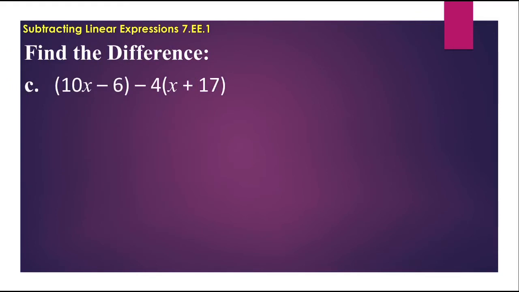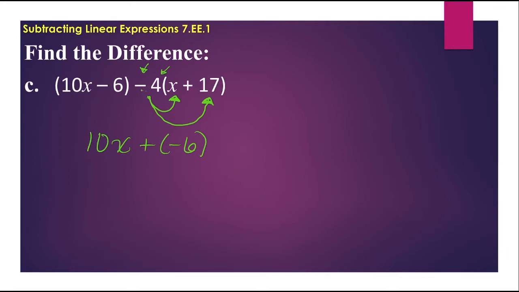Now this example C right here takes it just a little bit further. You'll notice here that we don't just have a negative in front of the second expression. We have a number here as well. We have negative 4. This is more understandable for some people because there's an actual number there. It's hard to always imagine that there's like the imaginary numbers everywhere. But in this example, we're going to distribute negative 4 into x, and we're going to distribute negative 4 into 17. So I'm going to drop down 10x, and then instead of writing minus 6, I'm going to write plus negative 6.